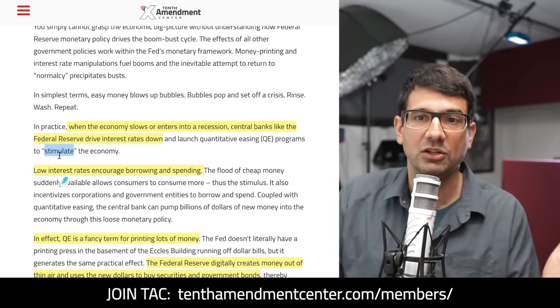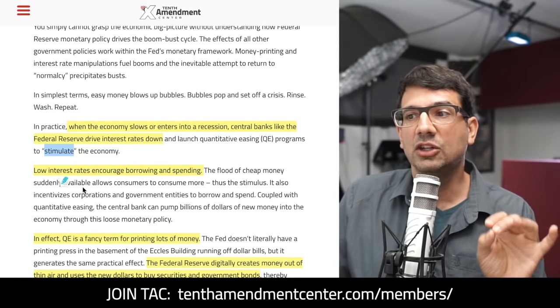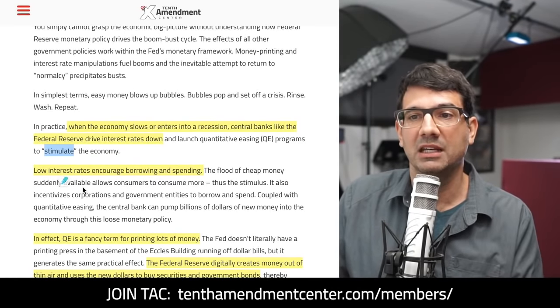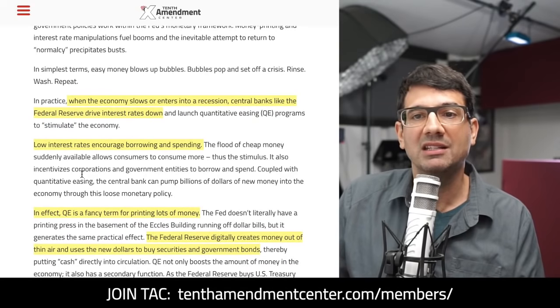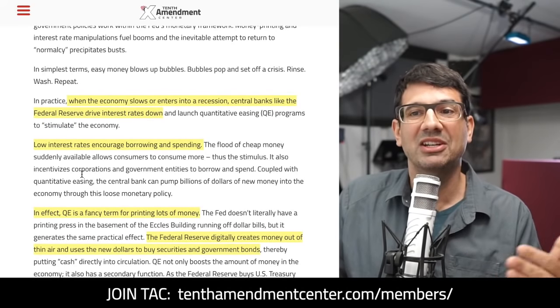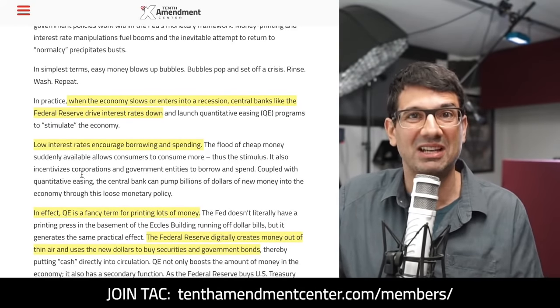And that's how Mike puts it in short. Low interest rates encourage borrowing and spending. The flood of cheap money, he writes, suddenly available, allows consumers to consume more. That's the stimulus.